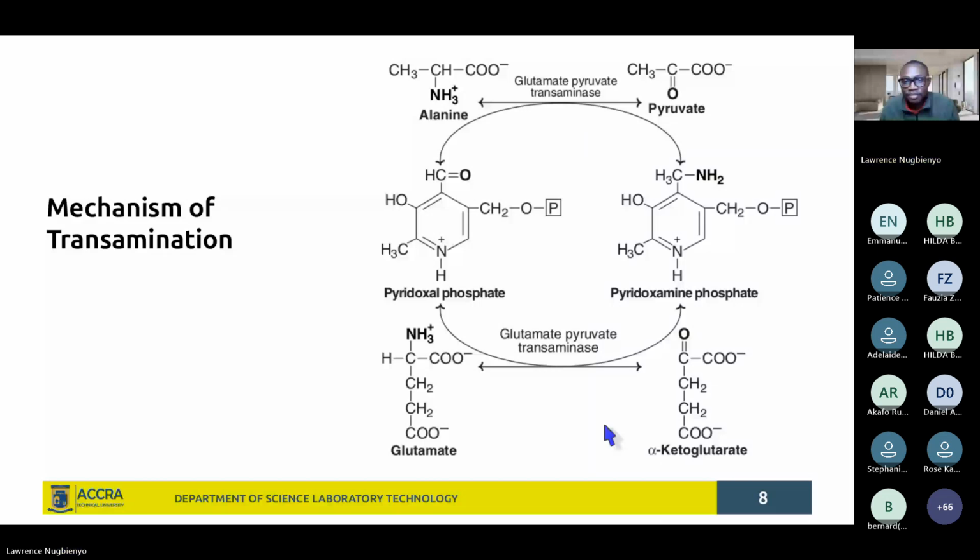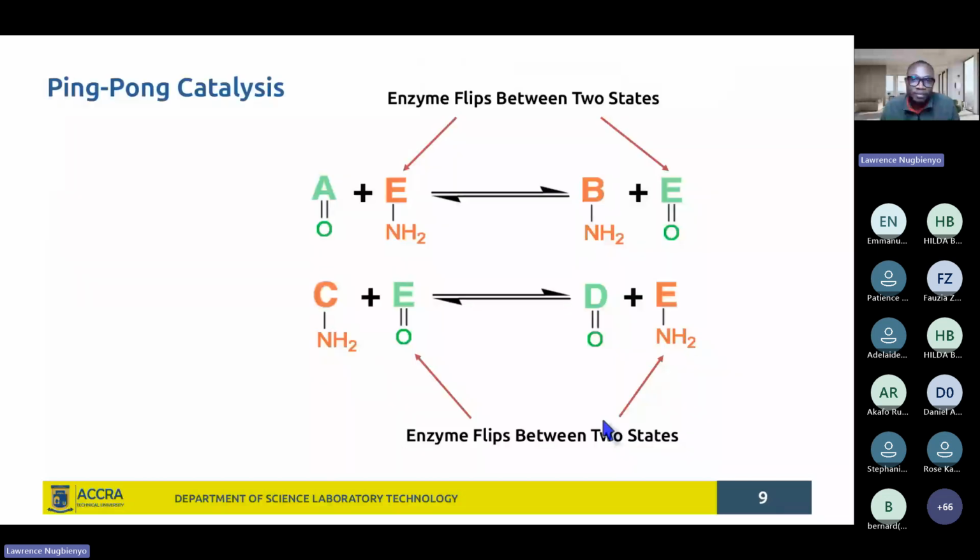Now, we can go on and look at what that actually means. We have different mechanisms of action of enzymes. And this particular mechanism that we just saw, we refer to as ping pong catalysis. So you see, ping pong is what? Like table tennis. You play and then the other person plays back to you.